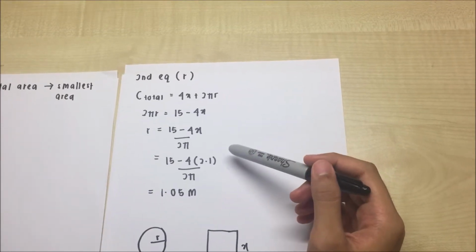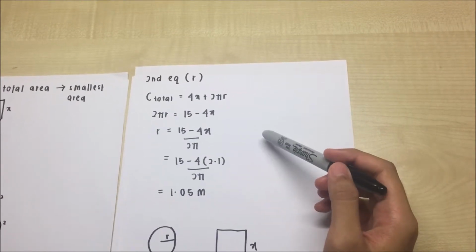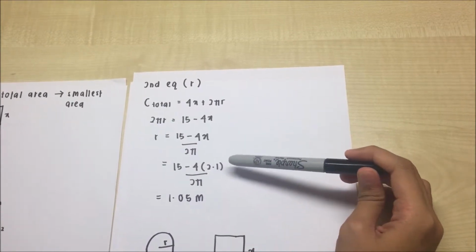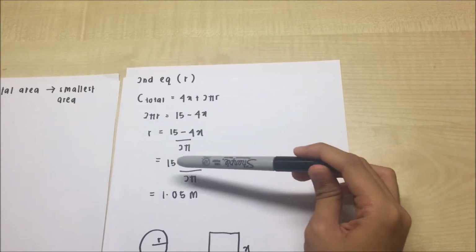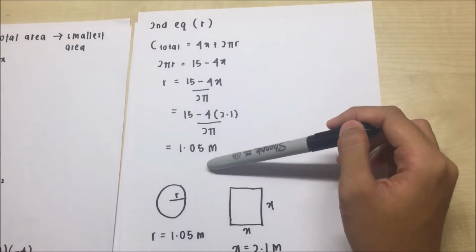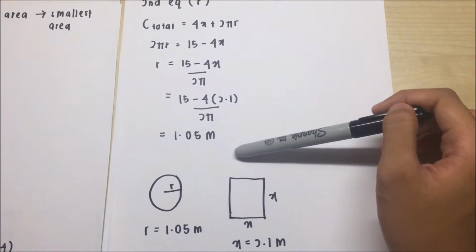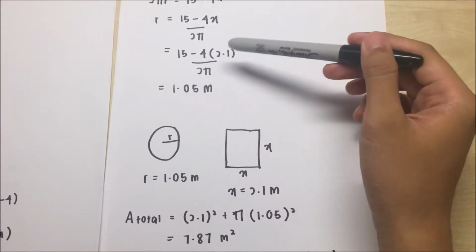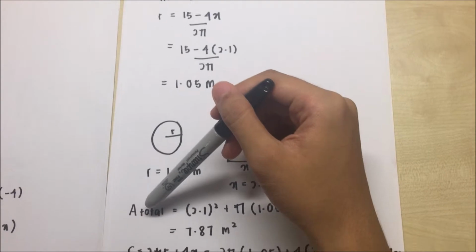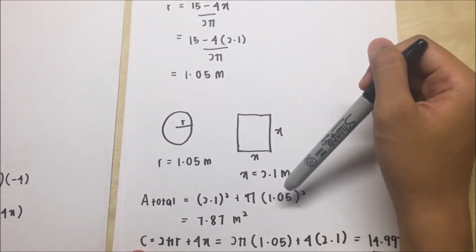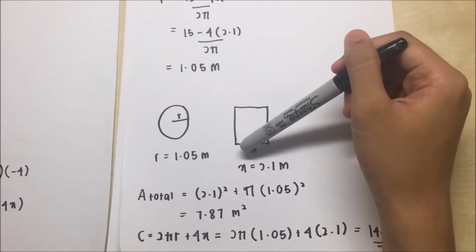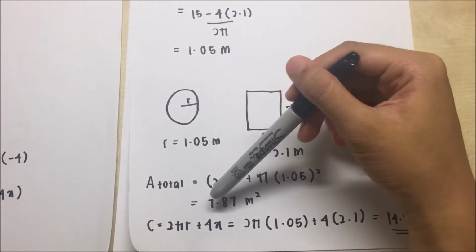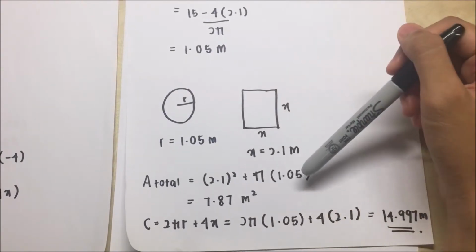After we get the value of x, which is 2.1, we can substitute it into this r equation. Substitute the value, and then we get r equal to 1.05 meter. And then we can use the r value and the x value in the equation of total area. Substitute the values of x and r, and we get the total area is 7.87 meter square.